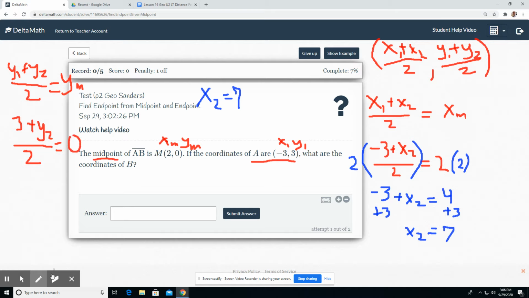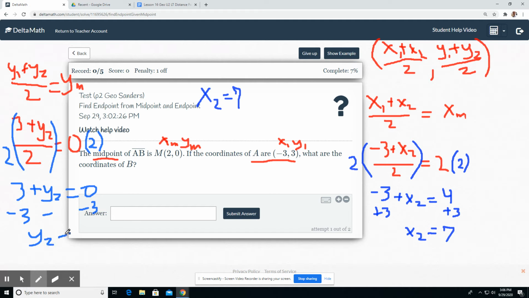Okay, so same game. We need to get rid of that divide by 2. The opposite of divide by 2 is to multiply by 2. I do that to both sides, times 2, times 2. And the 2's cancel, and I get 3 plus y2 equals 0. And subtract 3 from both sides, and I get y2 is equal to -3.